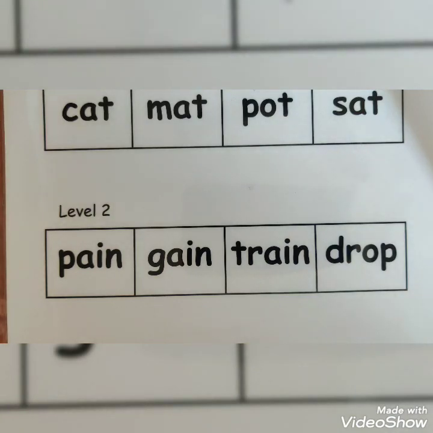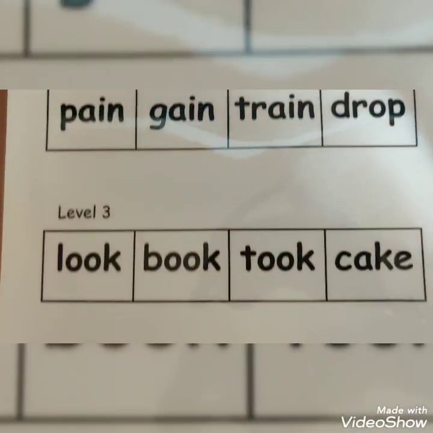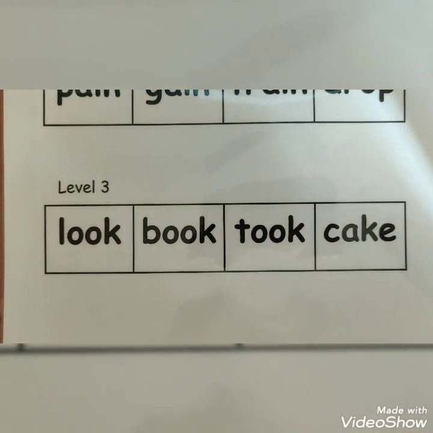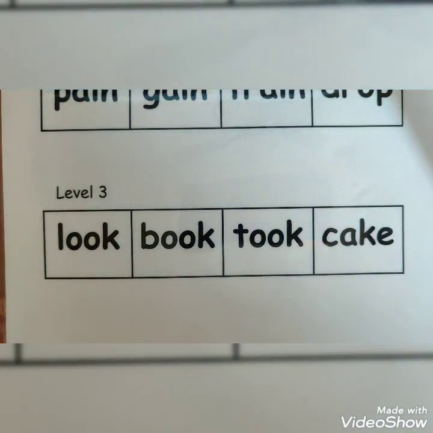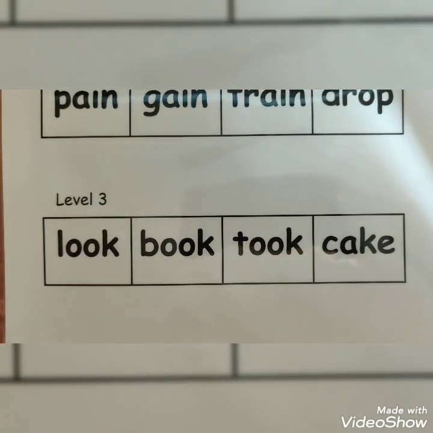Again, you could have this in the form of cards, or in the form of worksheets, and make it a nice family game. And again, you have the next one, which is level 3. And this says look, book, took, and cake. Find the odd one out. So this was one particular way of doing it.